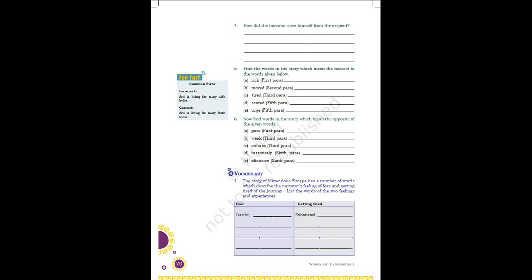Next you see the vocabulary, children. Here they are asking us which words describe the narrator's feeling of fear. List the two words. First one, terrific, startled. You can write there alarmed, frightened, terror-stricken. And here they are asking getting tired. So one example they have given: exhausted. You can write half dead or suffocated, tired. You can fill there, children. If you have more words, you can write there, or better words.